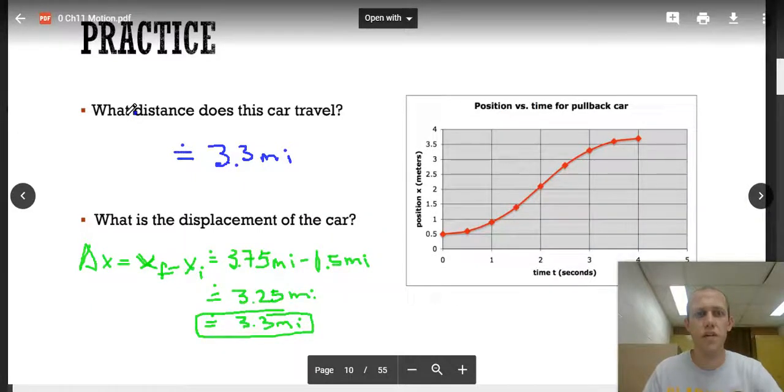Hi everyone, Mr. Neighbor here, and we're still working on displacement and velocity. The last problem we ended with in the last video had this graph to it, and it was talking about what's the distance this car traveled and what's the displacement of the car.